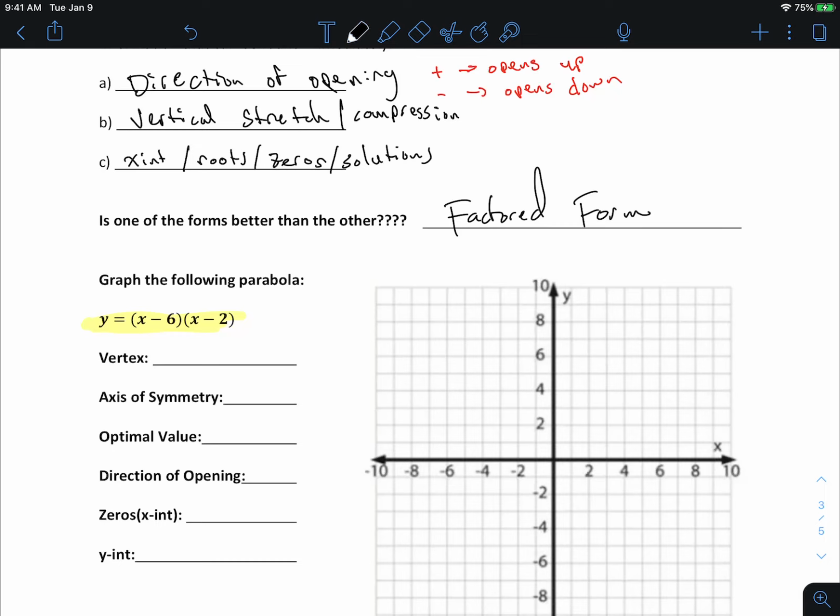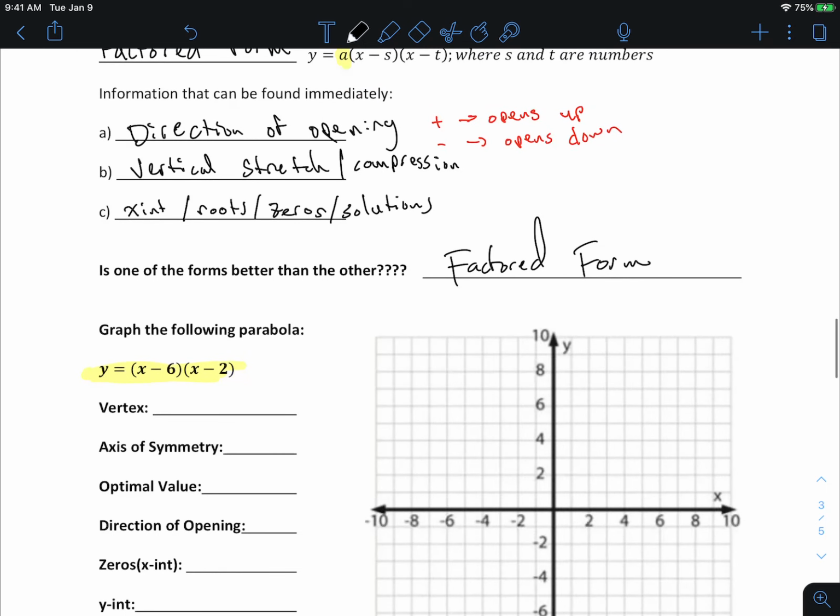What about the direction of opening? I mean, do you use the -6 and -2? Nope. What's this guy here? Do you see that anywhere? No, it's supposed to be a number, but it's just 1. Remember, we can always just add a 1. Which is positive, so then it opens up. Good. And then the zeros.